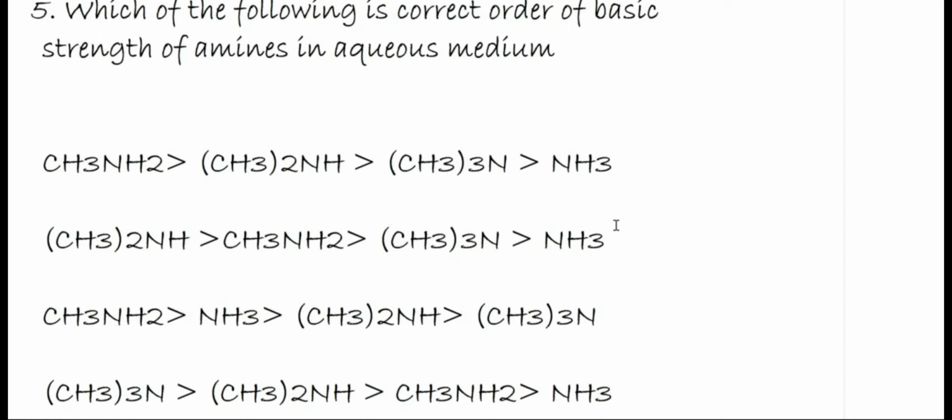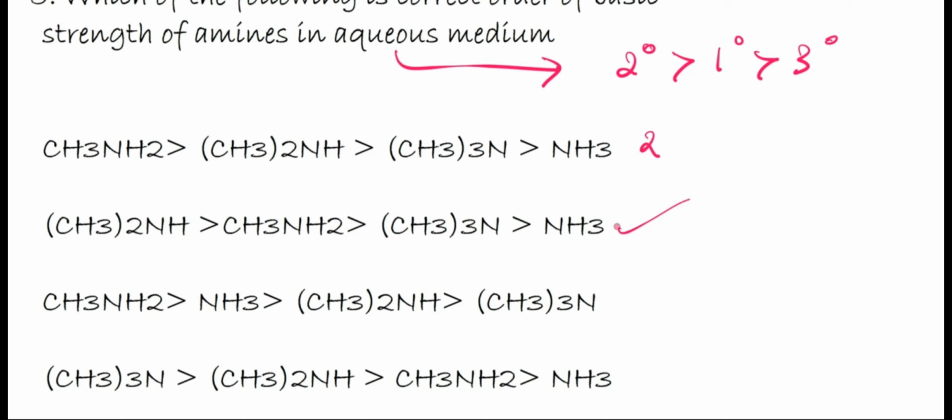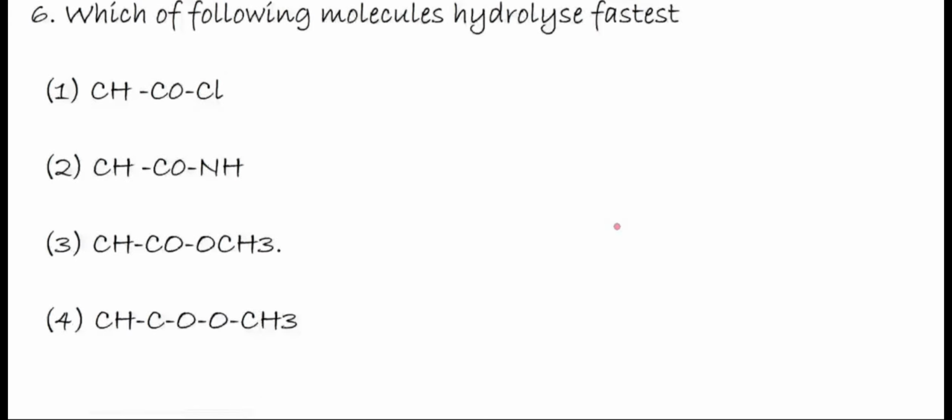Then moving on to the next question. Which of the following is the correct order of basic strength of amines? We have solved this question in our mock test. In aqueous medium, secondary comes first, then primary, then tertiary, which makes option B the correct answer. This is for the methyl substituted. For ethyl substituted groups, you have to change it a bit. Tertiary and then comes primary. Okay, so please be careful with that.